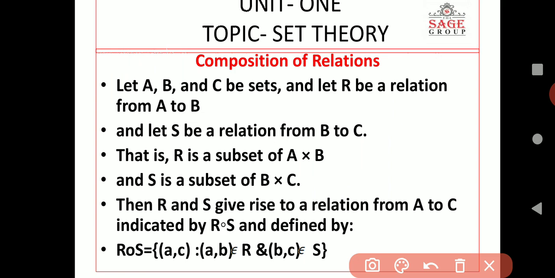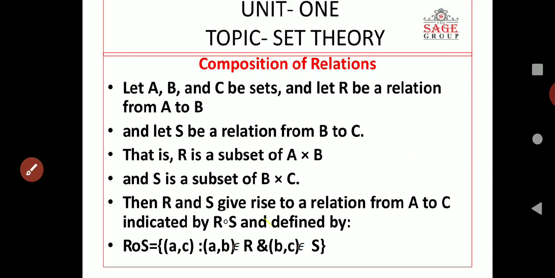Mathematically R o S is equal to the set of (a, c) such that (a, b) belongs to R and (b, c) belongs to S. So this is composition of relation.